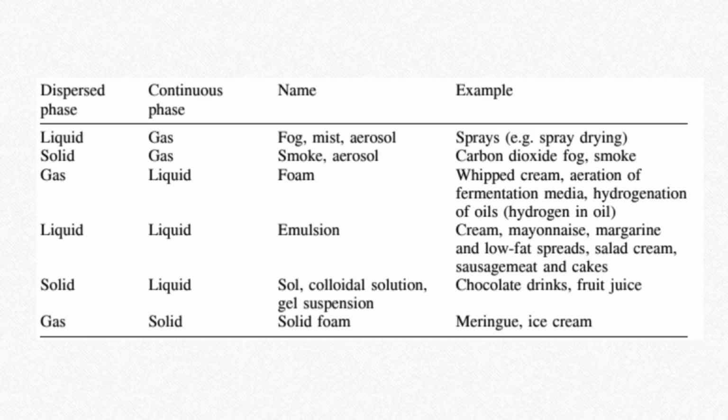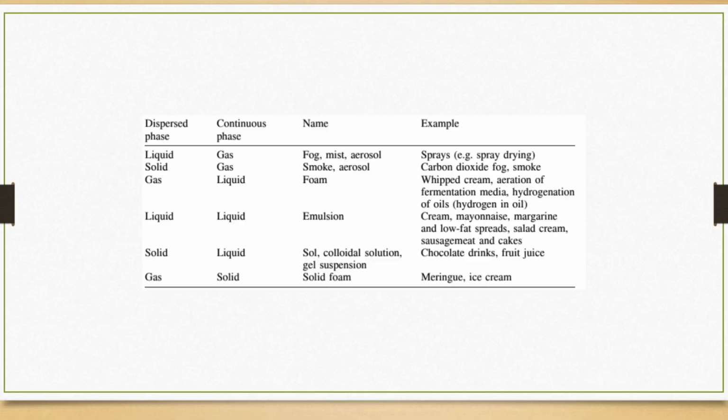When it is solid in gas, it is like whipped cream, aeration of fermentation media, hydrogenation of oils. When it comes to liquid in liquid, it is cream, mayonnaise, low-fat spreads, salad cream, sausage meat, and cakes. And when it is solid in liquid, it's like the chocolate drinks and fruit juice. And finally, when it is gas in solid, it is nothing but the meringue and ice cream.